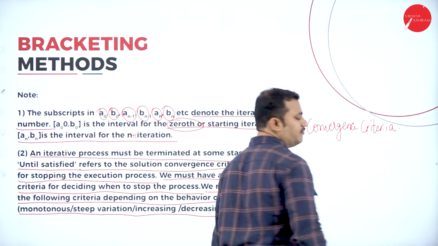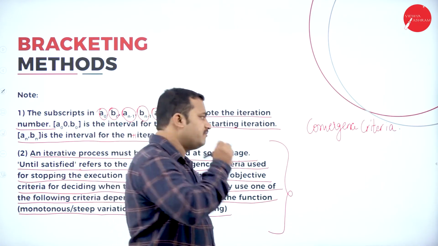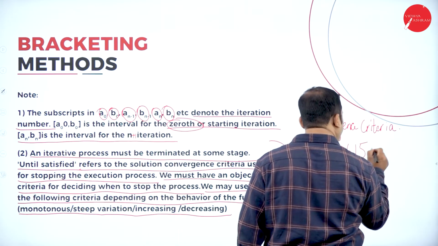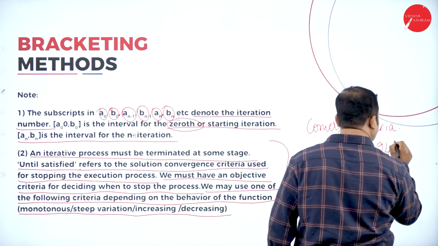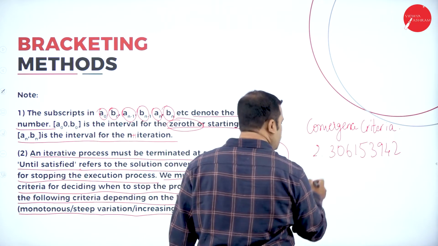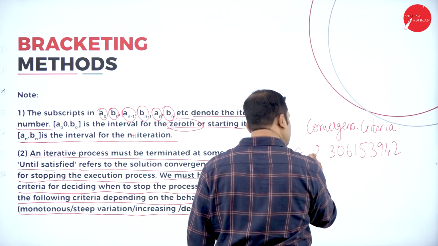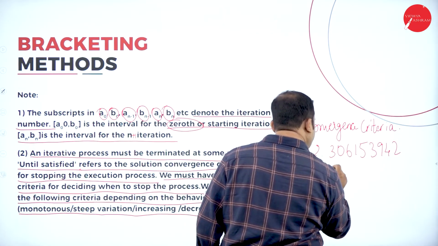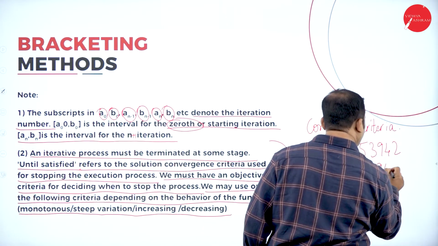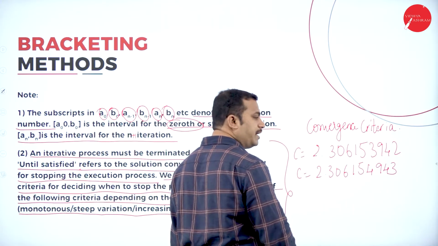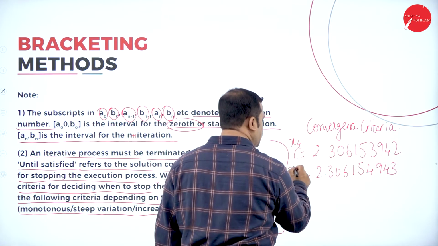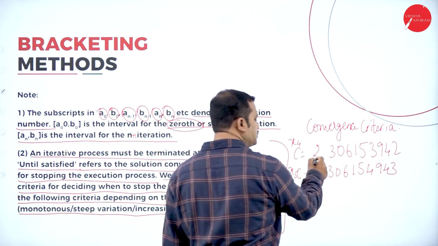What is the meaning of convergence criteria? I have obtained the value 2.306153942. This is the value of the present iteration. In the next iteration, I will get the value of C, which is equal to 2.306154943. This is the value I have obtained in the next iteration. That is, this is in the x4th iteration. In the x5th iteration, that is the 5th iteration, this is the value I have obtained.